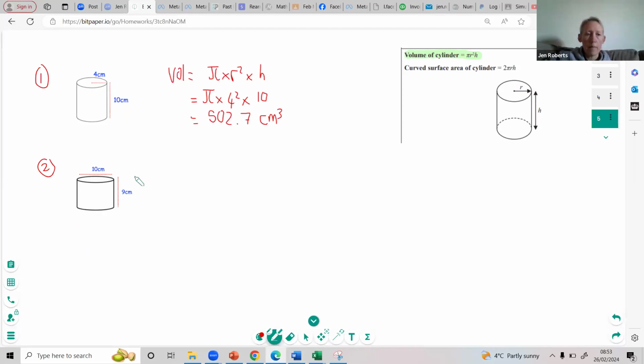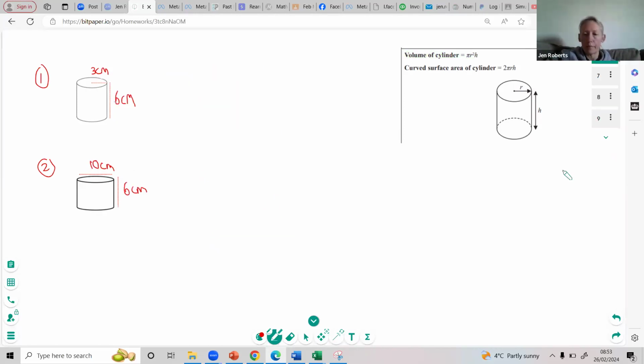Okay, for this cylinder here, given the diameter, so the radius would be 5, volume equals pi times r squared times h. Type it all into your calculator in one go. Pi times 5 squared times 9 gives you 706.9 centimetres cubed. Okay, just to finish off, can you have a go at these two questions, please?